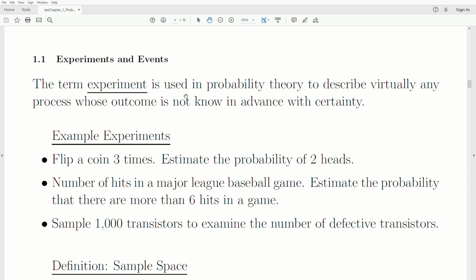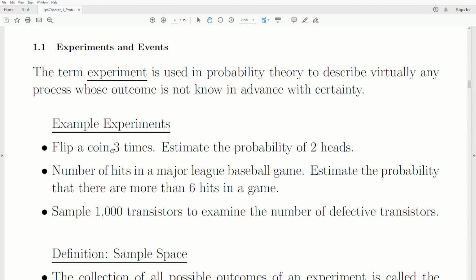Now, the term experiment is used in probability theory to describe virtually any process whose outcome is not known in advance with certainty. So here's some example experiments. Flip a coin 3 times. And we may want to estimate the probability of 2 heads being observed.